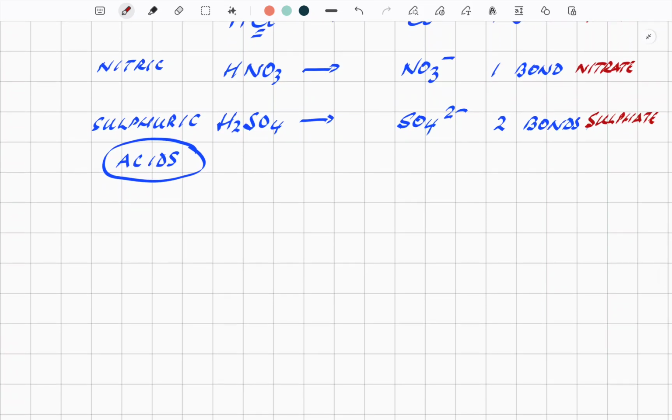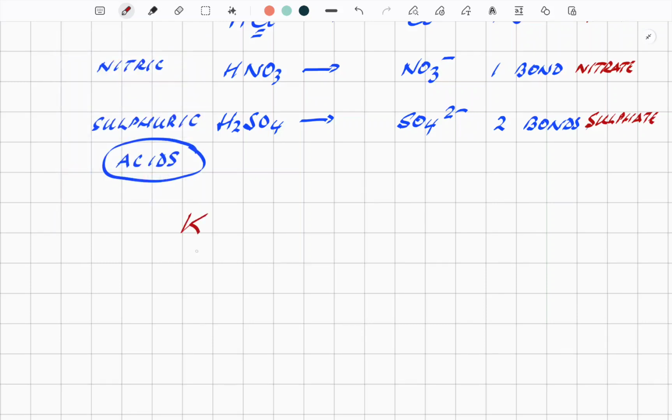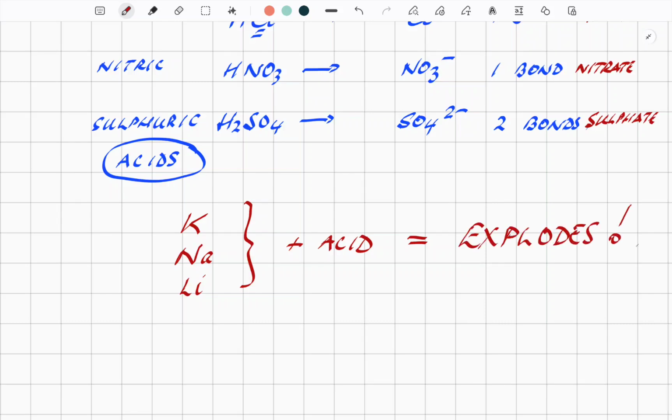All right. The most reactive all over that lot is potassium. All right. Potassium, sodium, lithium in that order, the ones that you're going to be dealing with, those are the most reactive, getting less reactive as you go down. Those ones plus acid, all right, dilute acid, they give you an explosion basically. All right, so they're all very reactive.